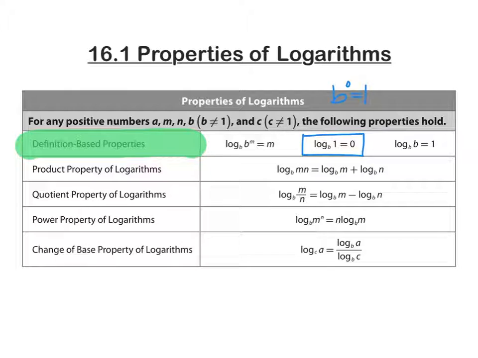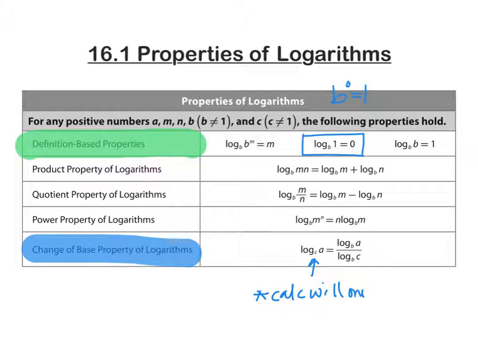The second of the most important properties, I think, is actually going to be down here in our change of base property. So our change of base property says if we have a base that we don't like, and this is really important because your calculator will only do base 10 and base e. So you may even want to make a note right here. The calculator will only do base 10. You can't specify which base you need. So this property is really important.